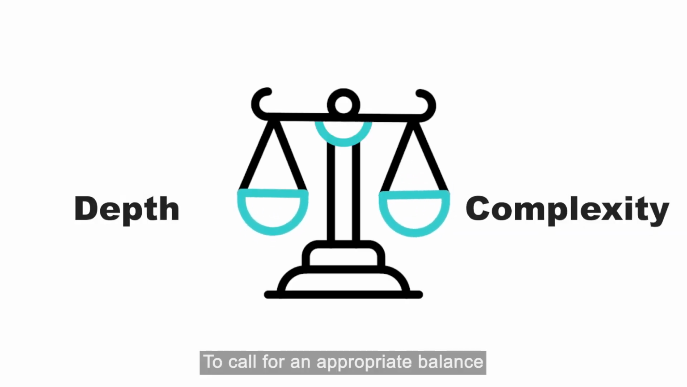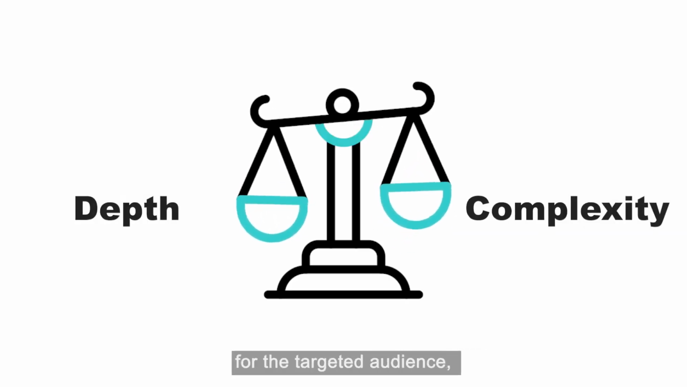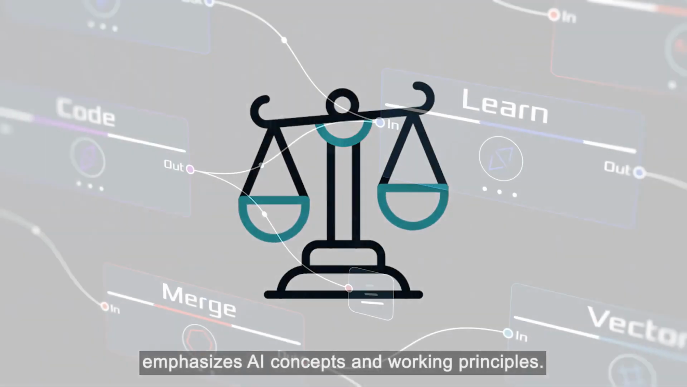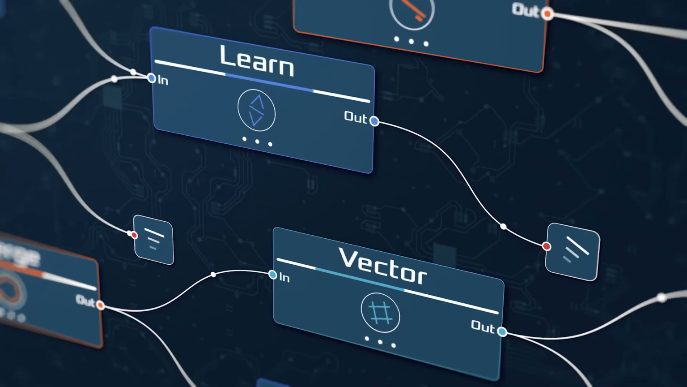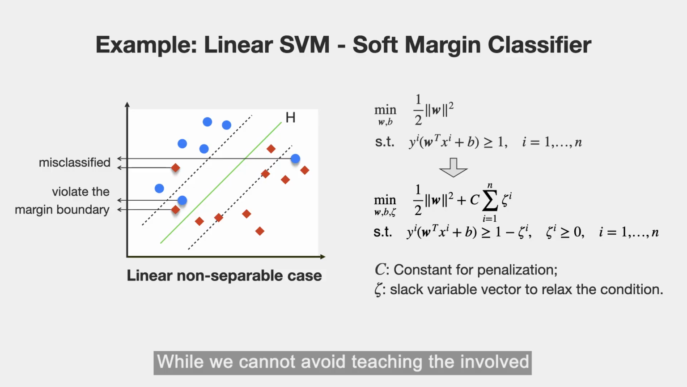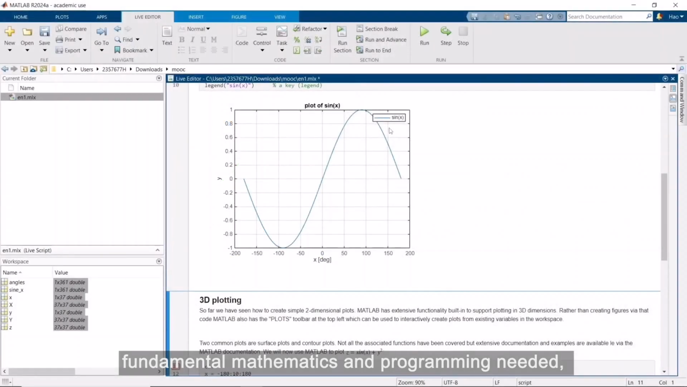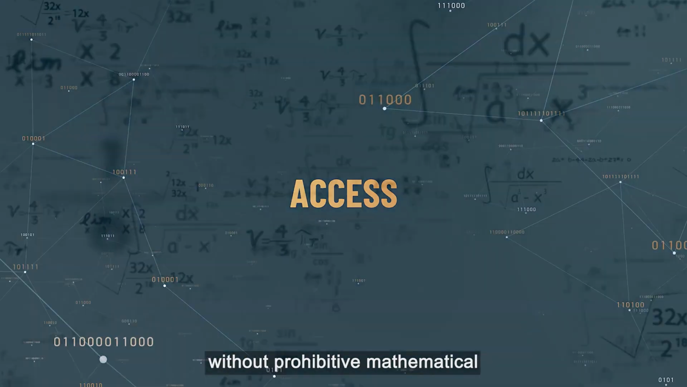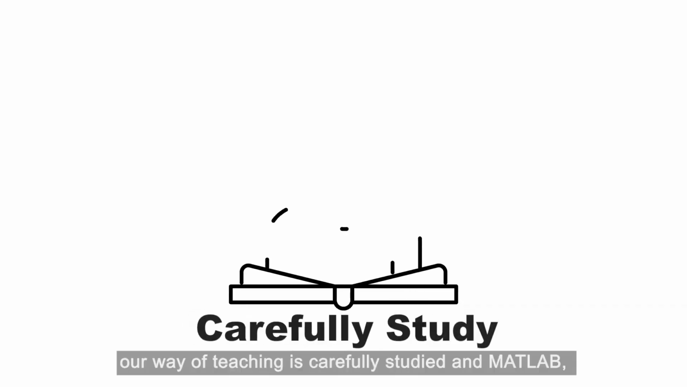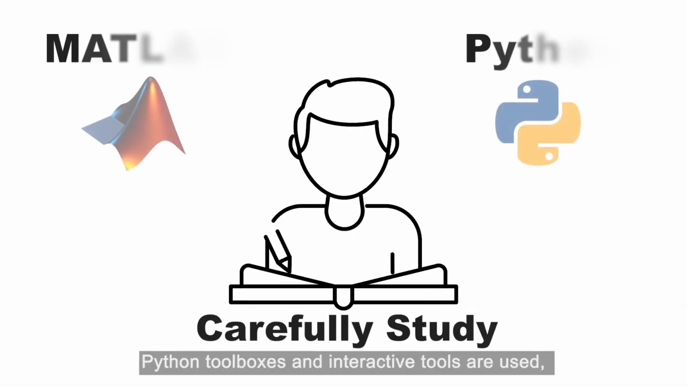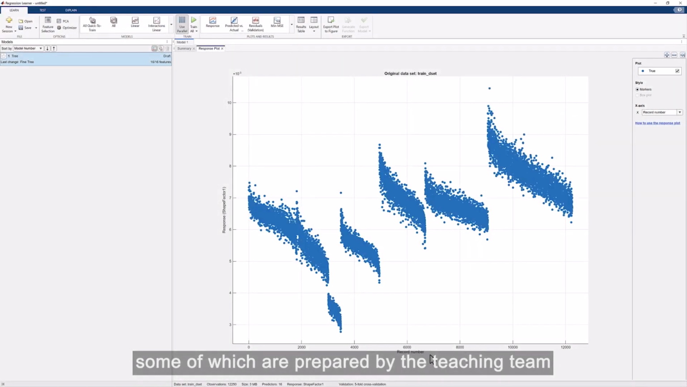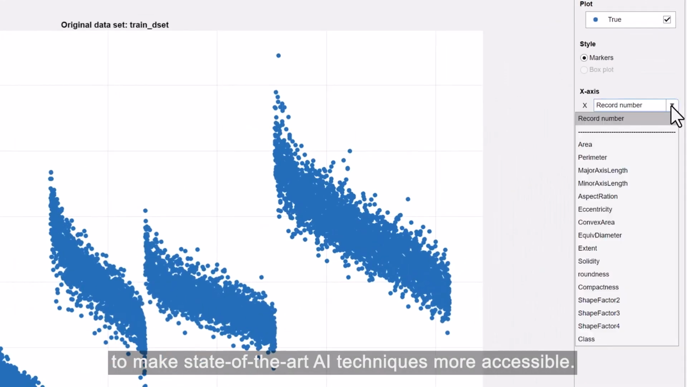To strike an appropriate balance between depth and complexity for the targeted audience, the series of Coursera specializations emphasizes AI concepts and working principles. Where we cannot avoid teaching the involved fundamental mathematics and programming needed, our focus is to make AI techniques accessible without prohibitive mathematical and programming complexity. Therefore, our way of teaching is carefully studied. MATLAB, Python toolboxes, and interactive tools are used, some of which are prepared by the teaching team to make state-of-the-art AI techniques more accessible.